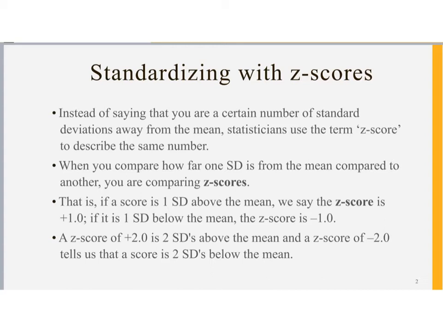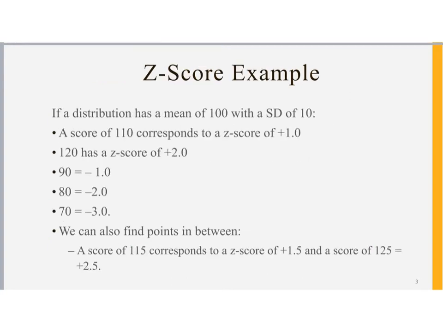Remember, a positive z-score means we're above the mean, and a negative z-score means we are below the mean. Because the graph is symmetrical, however, a z-score of +2 and a z-score of -2 are equally likely to occur because they are equally far from the mean. One is 2 standard deviations below and one is 2 standard deviations above. So let's take a look at an example.